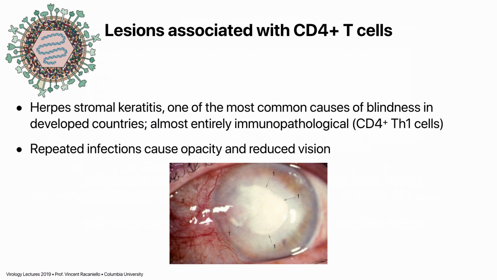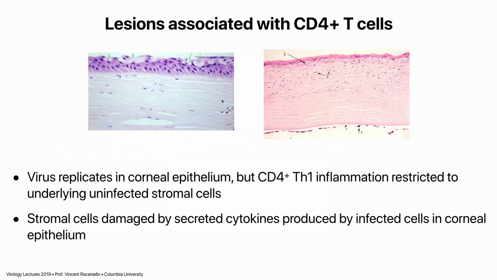So how does this happen? Let's take a cross-section of the cornea, and you can see that on the left here. On the top is the corneal epithelium, and the bottom is the cornea itself. The virus replicates only in the epithelial cells, but the damage occurs underneath in the cornea proper. The virus doesn't replicate there, but replication attracts CD4 positive Th1 cells. Those cells are in the underlying stroma. You can see them staining darkly there. And they secrete cytokines that recruit other cells that damage the stroma.